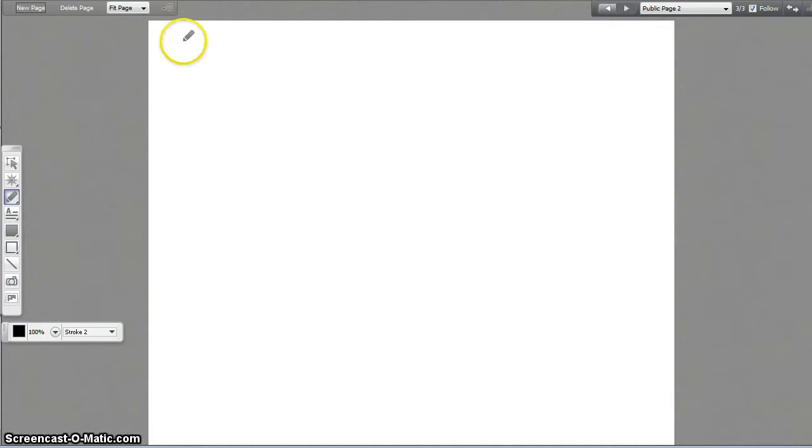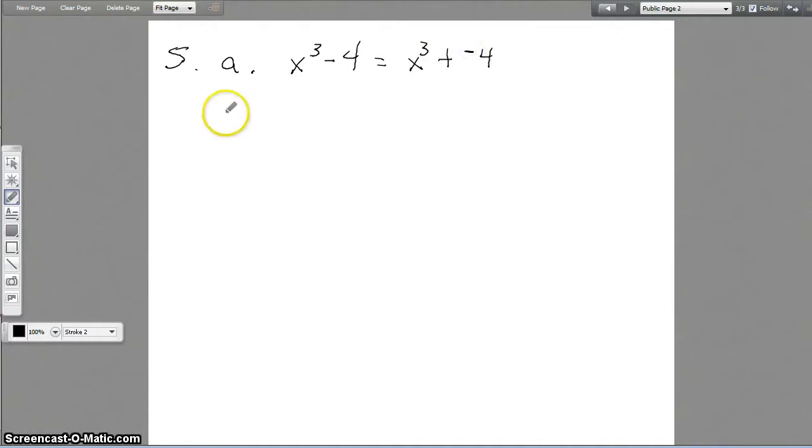So now we're going to look at number 5, which is going to be just like number 12. And that says write each of the following polynomials as a sum of monomials. So for part A, we have x cubed minus 4. When we write that as a sum of monomials, that's just x cubed plus negative 4. Whoops, I lost my negative.